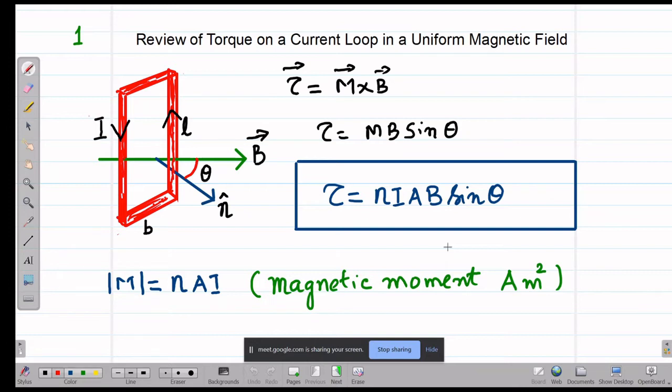We will first start with a review of what we did in the last two classes. We spoke about the torque on a current loop in a uniform magnetic field. Now, what do you mean by uniform? A magnetic field that has constant value and direction in the region in which the field exists.